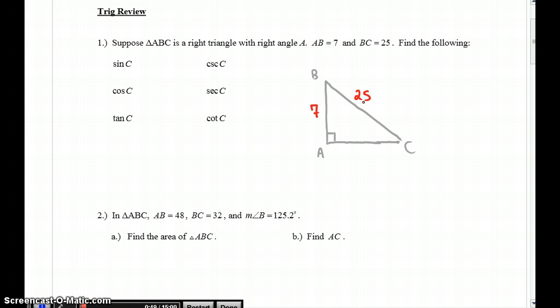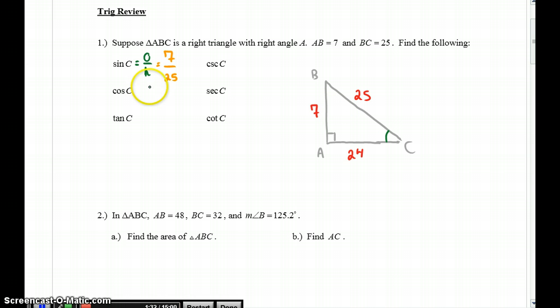Now, we can use the Pythagorean theorem to find the missing side, or you can just remember your Pythagorean triple, 7, 24, 25. So, it looks like all of these sine, cosine, tangent problems are dealing with angle C. So I'm going to put an arc on angle C so I can remember what I'm dealing with. Sine of angle C is the opposite over the hypotenuse, which in this case is 7 over 25.